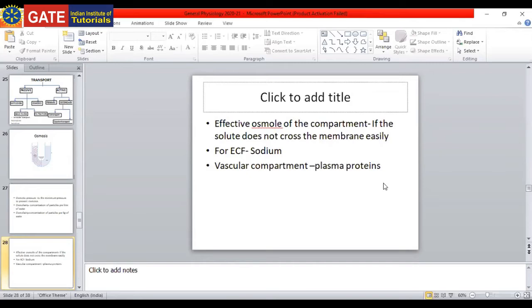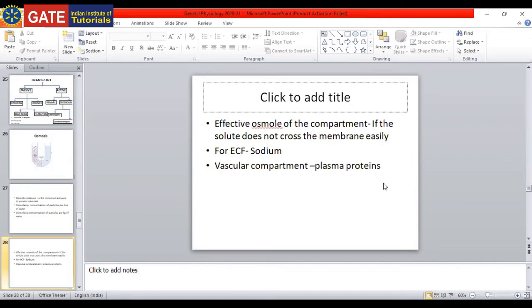Okay, see, now I don't think you all have understood what is effective osmole. The effective osmole for any compartment, we can say that if that compartment is not allowing one of the substances to pass through to the other compartment. Okay, is this clear to you? Yes, ma'am. This point is clear.